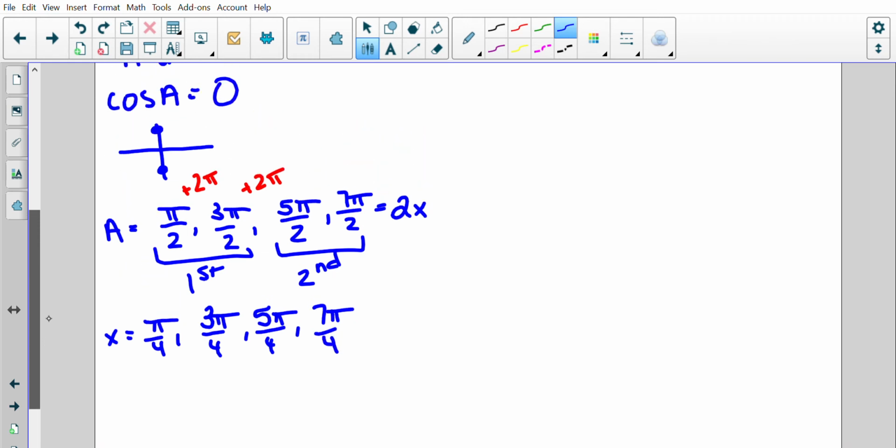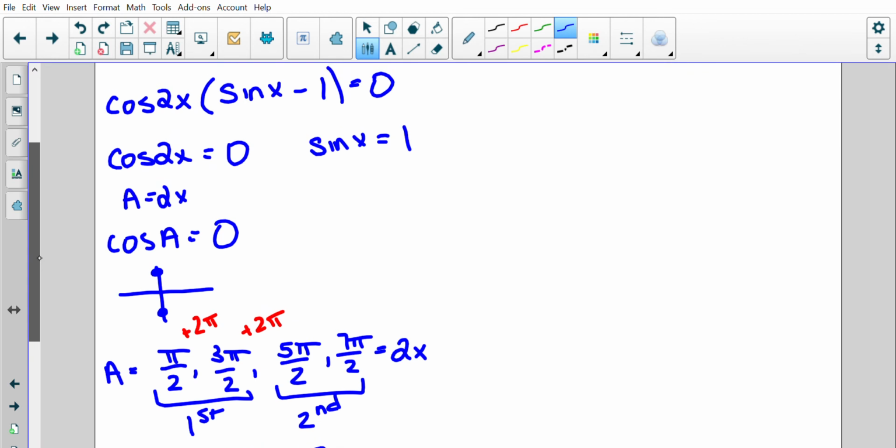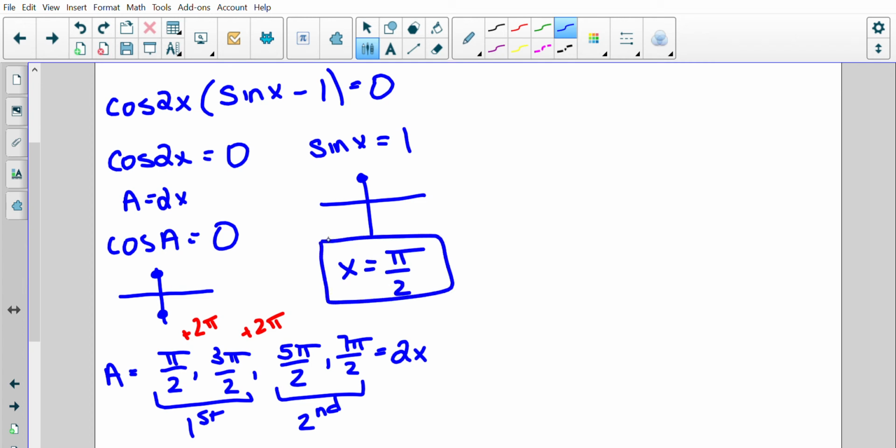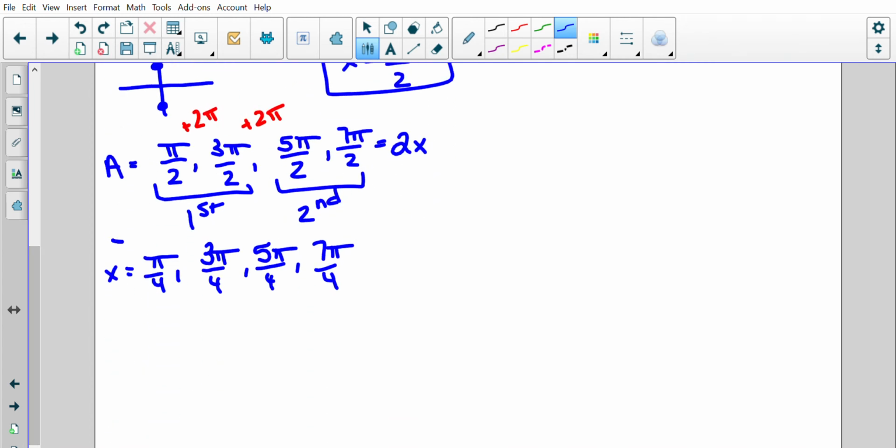But we also can't forget to solve for this. This is where sine x equals 1. And sine x equals 1, again, that means you have to be on the axis there because there's no triangle where the hypotenuse and the side will be 1 over 1. So it's where y is 1, which is going to be up here, which is at pi over 2. Okay, so that's also an answer. So x equals pi over 2 is an answer, as well as all of these from before.